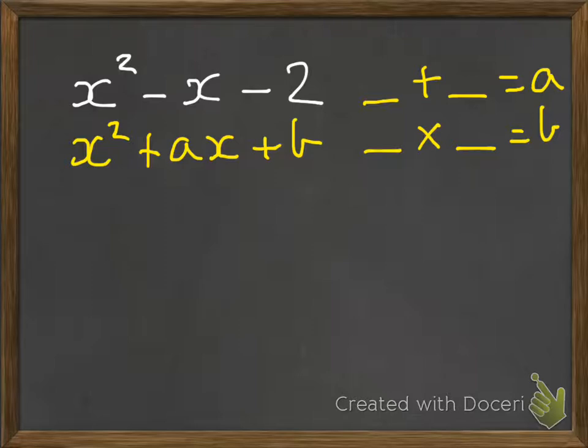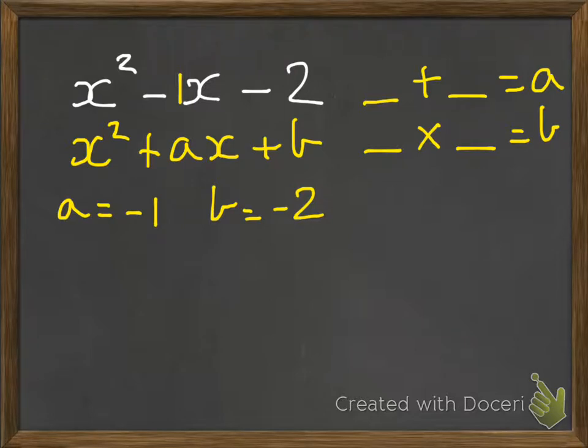So if I make a quick comparison with the numbers, I've got my a there. Well, what does that equal? Well, remember, if it's minus x, it's sort of saying that there's a 1 in front of there. So in this case, a equals minus 1. And I look here and b equals minus 2. Okay, what do you reckon?